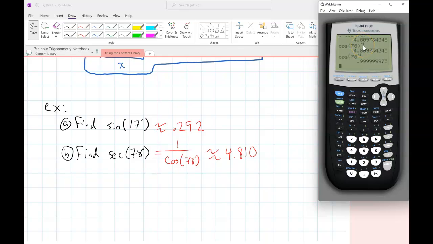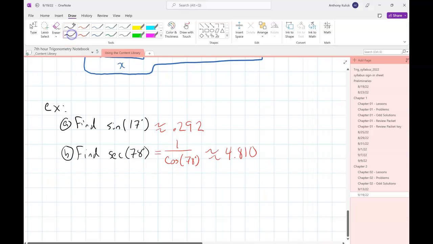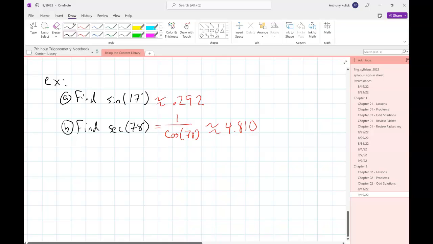Matt? Absolutely. You guys feel reasonably comfortable on your calc? Okay. All right. One more example in this section. We'll head to the next one.